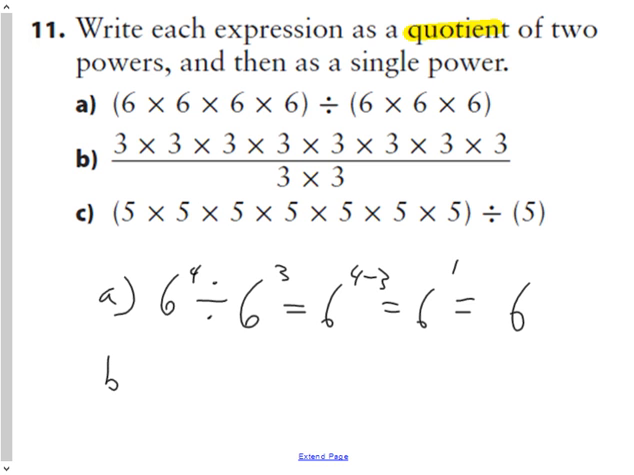The second one, B, you get 3 to the exponent of 8 divided by 3 to the exponent of 2, which would be 3 to the exponent of 8 minus 2, which would be 3 to the exponent of 6, which is a big number, 81 times 9. 81 times 9 is 729.